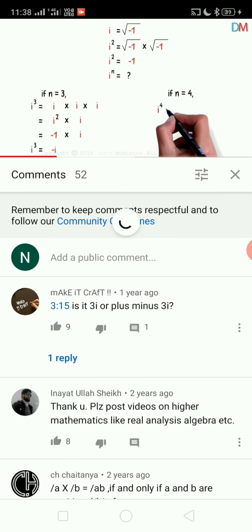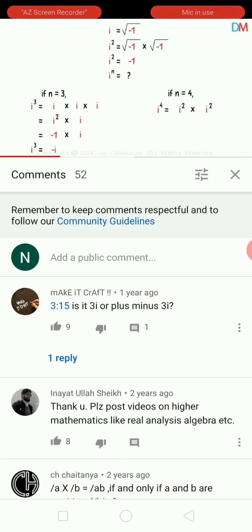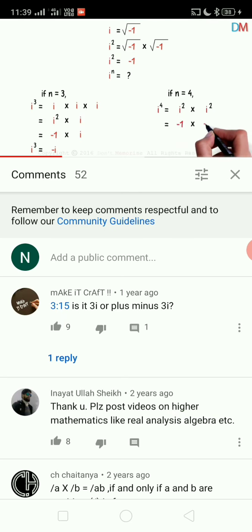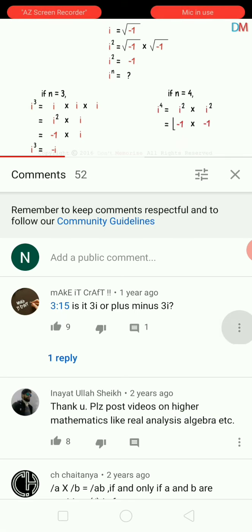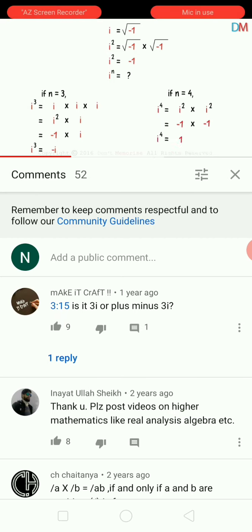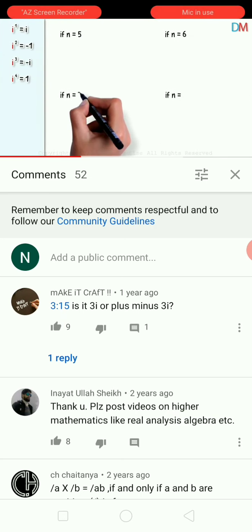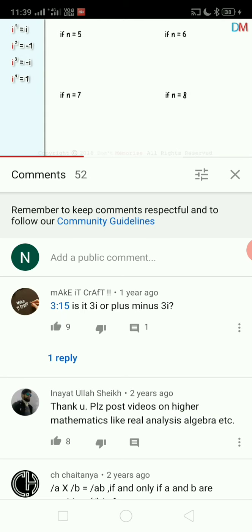The fourth power of I can be written as I squared multiplied by I squared. This is nothing but -1 multiplied by -1. And we already know that -1 multiplied by -1 is 1. Hence the fourth power of I is just 1. So I squared is -1, I cubed is -I, and the fourth power of I is 1. Can you similarly work out further powers like 5th, 6th, 7th and 8th powers of I? Try it out and you will observe something interesting.